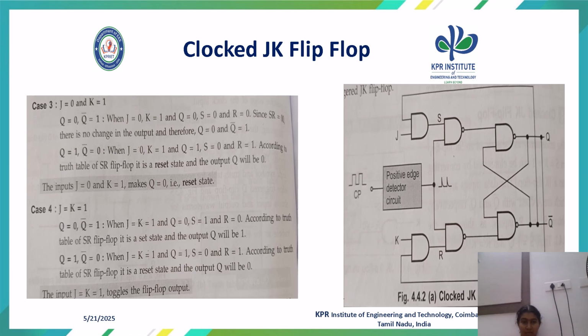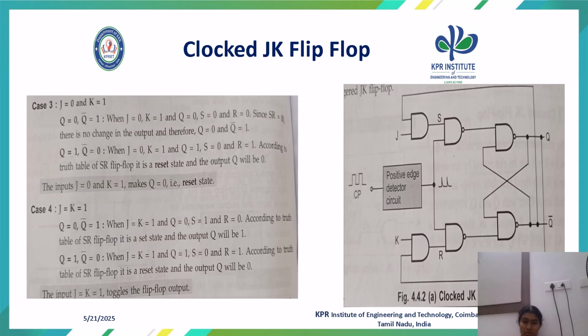Third case, when J equal to 0 and K equal to 1. Here also there are two possibilities: Q equal to 0 and Q equal to 1. Here, as seen earlier, when J equal to 0 and K equal to 1, it makes Q equal to 0. That is the reset state. When both the inputs are given high, here also there are two possibilities.